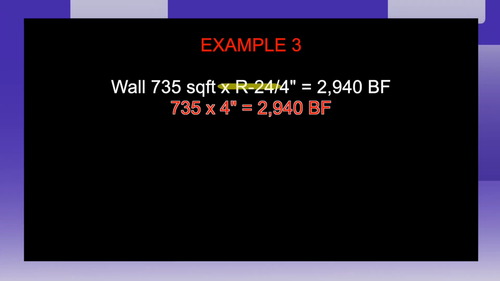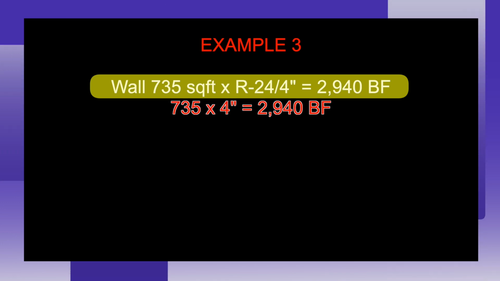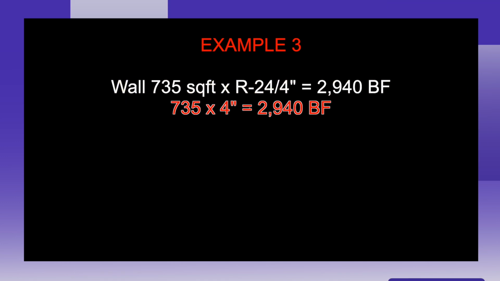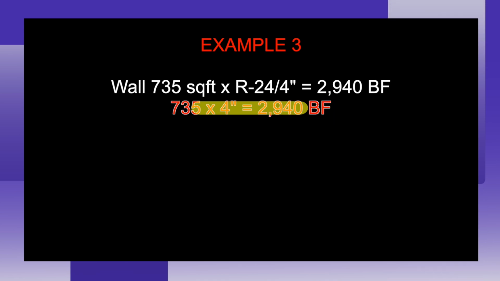Example 3. Suppose you have walls with an area of 735 square feet and R value of 24, and the foam thickness is 4 inches. 735 square feet times 4 inches equals 2,940 board feet of foam needed.